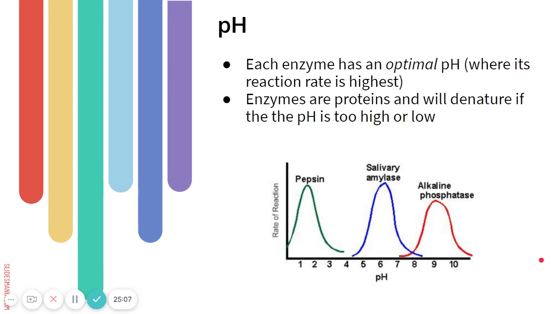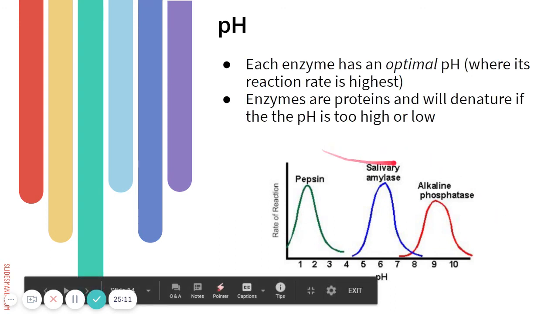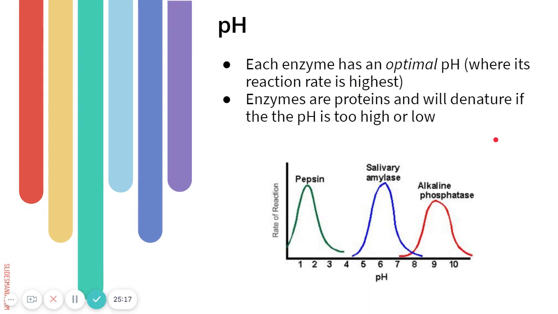And in the same way that high temperatures can denature a protein, if the pH isn't quite right, if it's too high or too low, that can cause the proteins to be denatured as well. So if this enzyme gets denatured with the wrong pH, again, its active site won't be shaped correctly and the reaction rate will decrease.